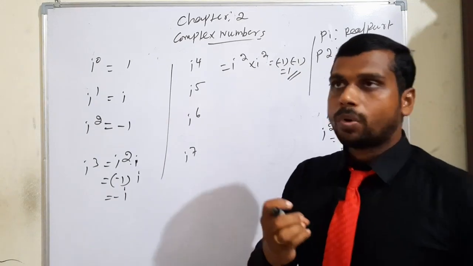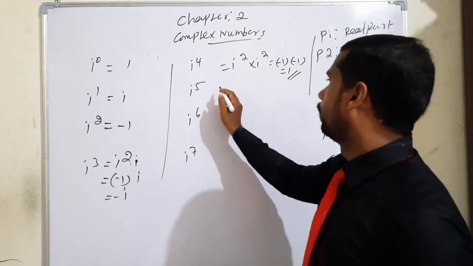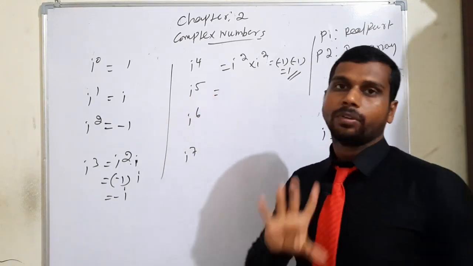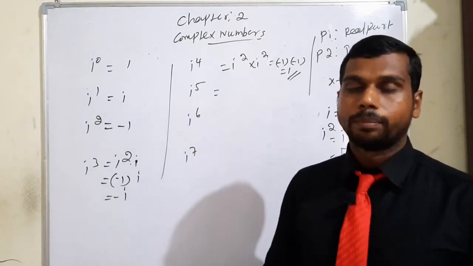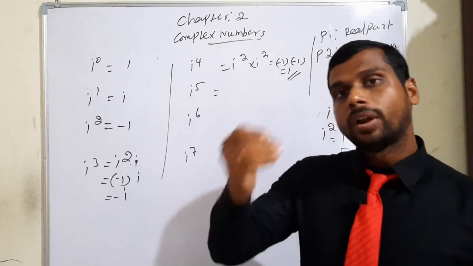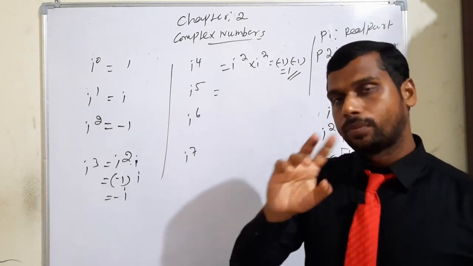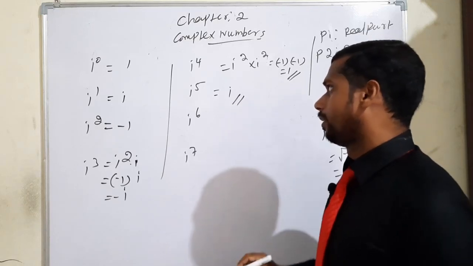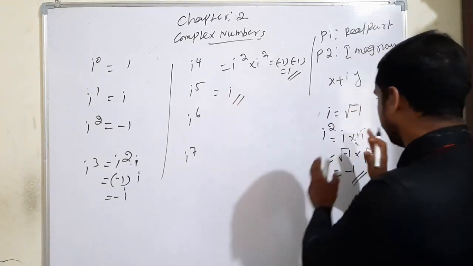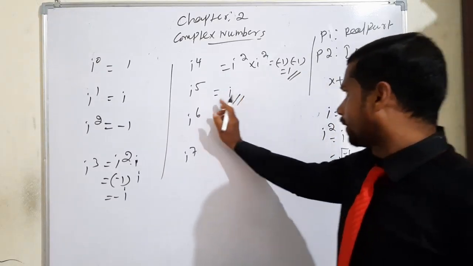So see, it keeps moving on for whatever the power. There is also a very small shortcut for how to find it. Look at the power of the value, say 5: 5 divided by 4, the balance will be more than 1 or less than 1? More than. So 4 plus 1 will come, that is why we can write it directly as i.